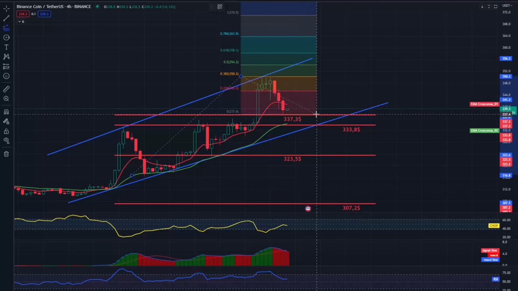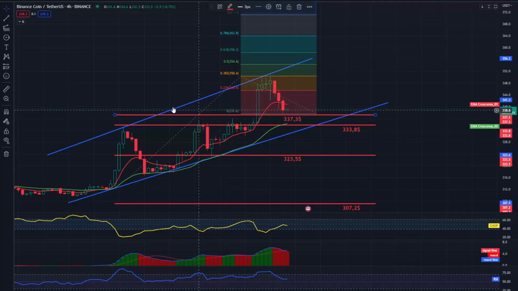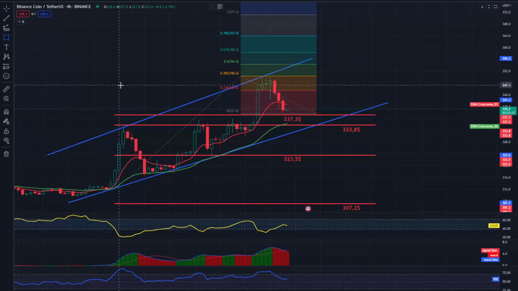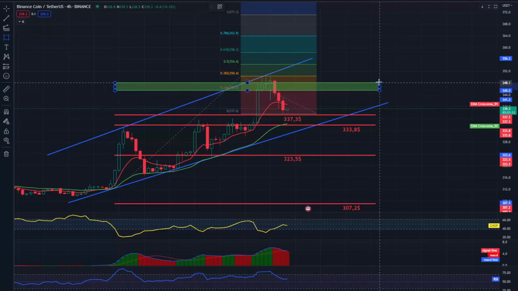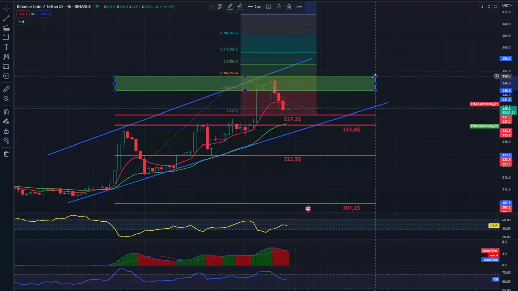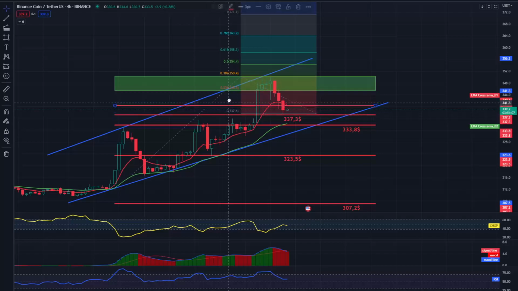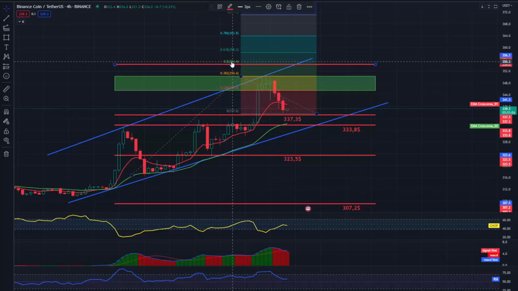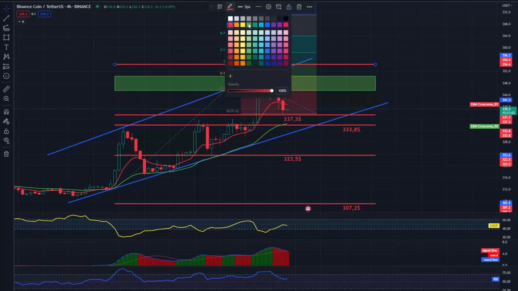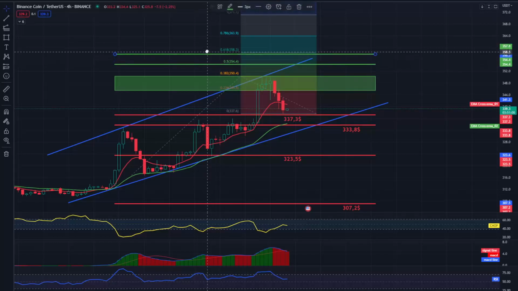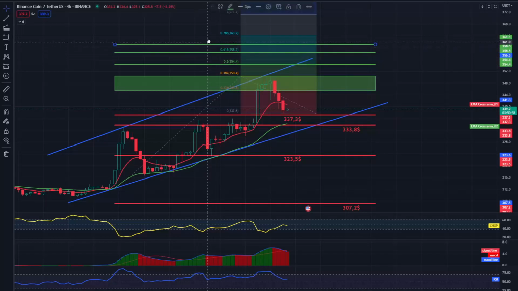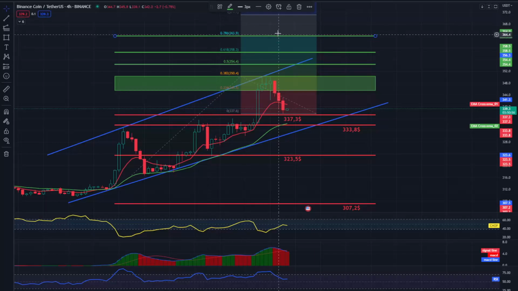Looking the other way, we can similarly determine the places of resistance that the price has to face. And here we see that the price has failed to break through the strong resistance zone from $345 to $350 at the moment. Next is resistance at $354.40, third resistance at $358.50, and then fourth resistance at $364.